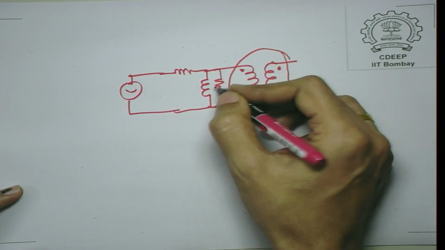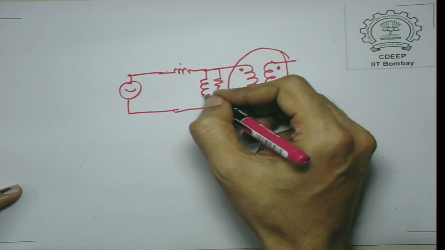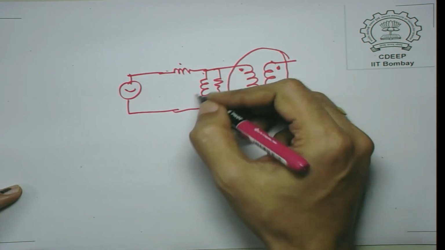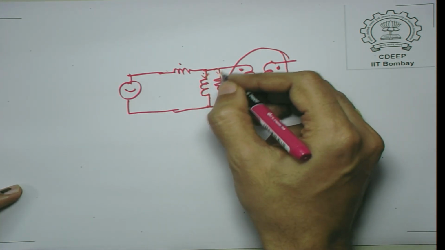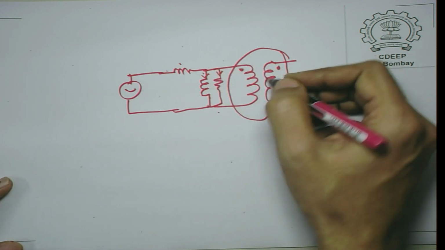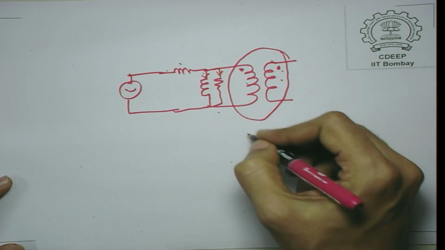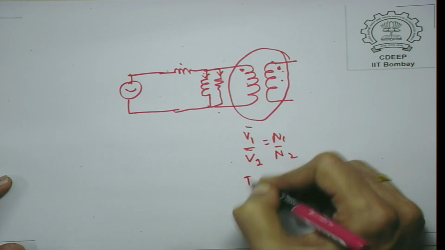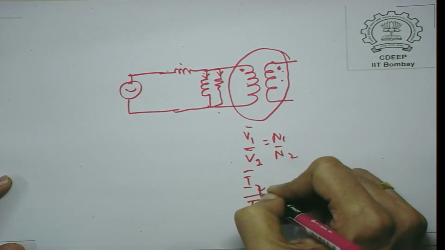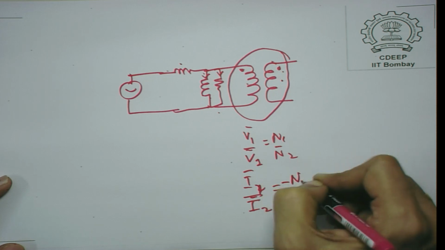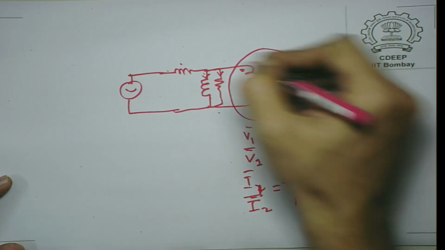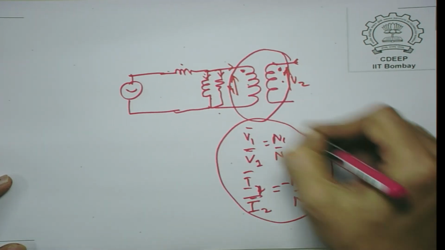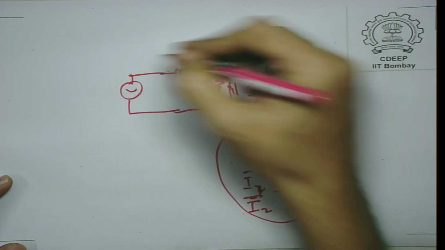So, I have abstracted out all these non-idealities. This is leakage, this is the fact that open circuit current is not 0, this is called a magnetizing current, and this is a resistance which represents eddy current effects. This is an ideal transformer, which in sinusoidal steady state has V1 by V2 equal to N1 by N2, and I1 by I2 equal to minus N2 by N1 if I2 is flowing into the dots. So, this is V1, this is V2, this is the ideal transformer, and all the non-idealities are abstracted out.